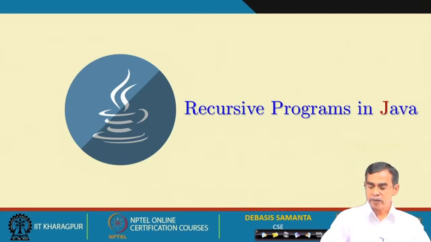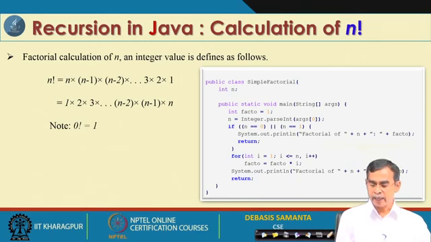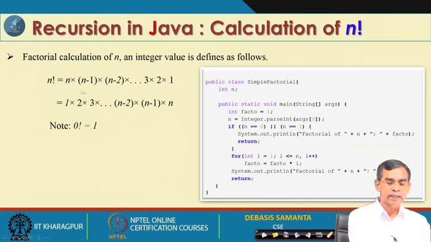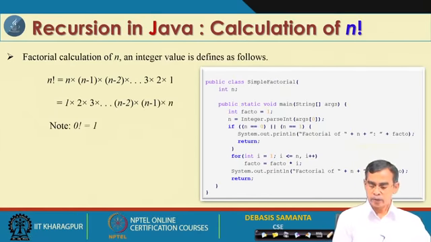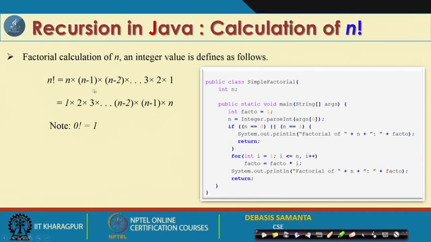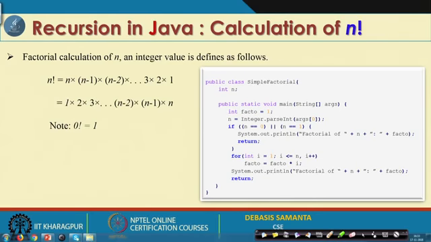Now, let us see how a recursive program can be written in Java. We will consider a simple example: the calculation of factorial. We know that n factorial looks like this. This is the common declaration. And we know that 0 factorial equals 1.